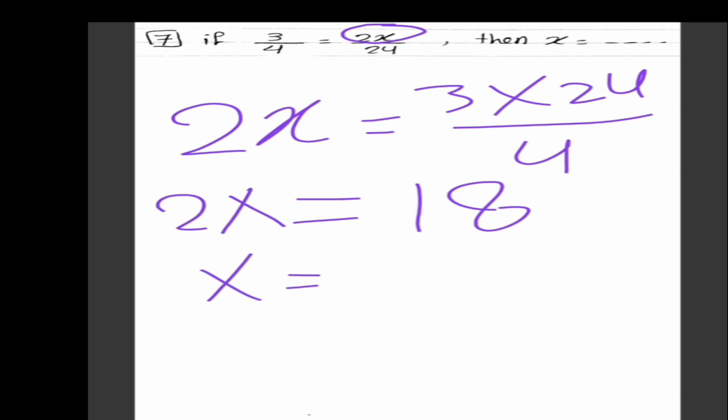I want to get rid of or cancel 2. So here we divide by 2 on the two sides. So here we cancel 2 and x equals 18 divided by 2, x equals 9.